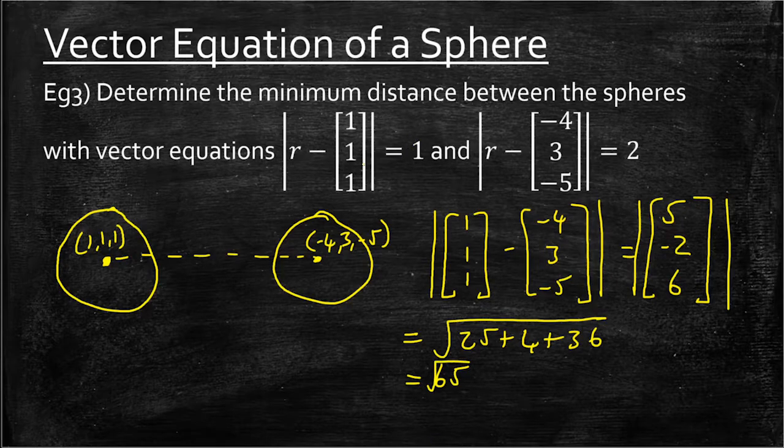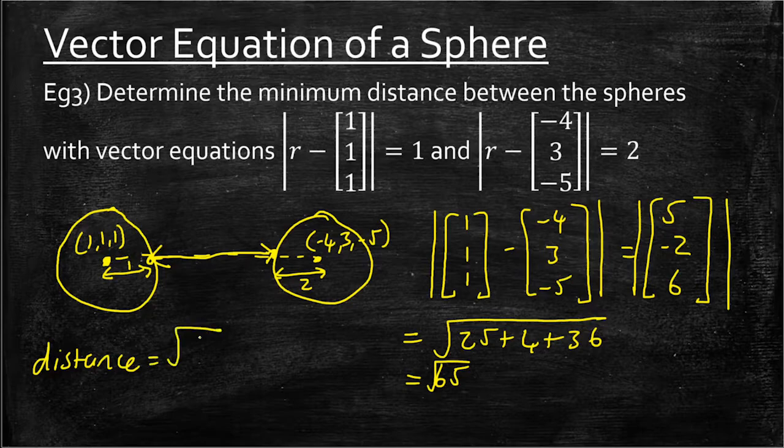Now we also know that the radius of this sphere is 1, so that length there is going to be 1. And the radius of this sphere is 2, so that distance there is 2. So we don't want the whole length. We just want from there to there. We just want the edge of the sphere to the edge of the sphere over here. So the distance is going to be the square root of 65, take away 1, take away 2. So we're going to take away 3.